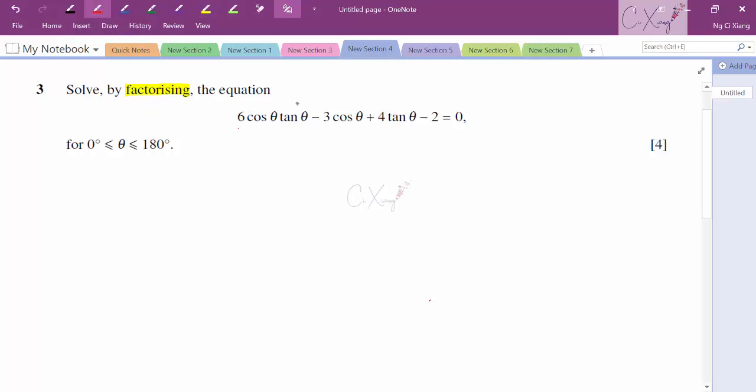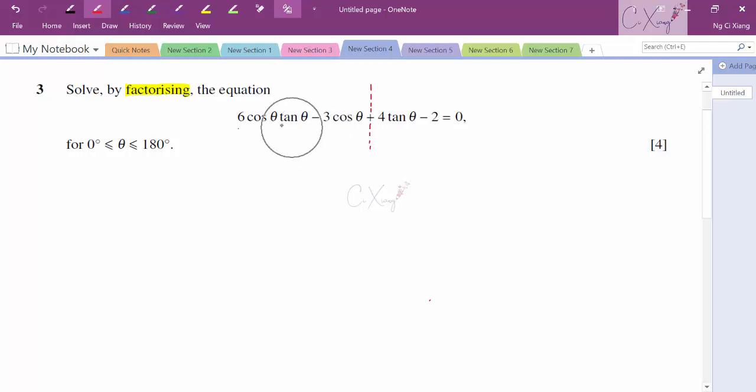Alright, so if we have a look at this particular equation, generally you realize that there are 4 terms here, 1, 2, 3, and 4. But there's nothing common that we can factorize from all the 4 terms. So when you're having this kind of question, generally you can try to factorize the equation by looking at the first 2 terms and also the last 2 terms. So that means I try to factorize the equation in halves. That means I will focus on the first 2 terms first.